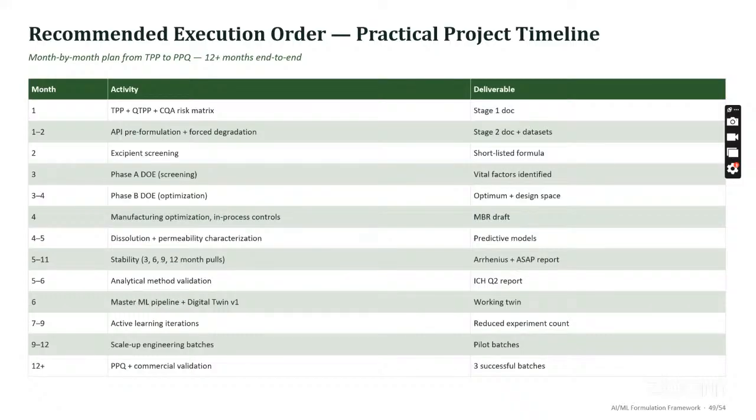Third, fourth is phase B DOE optimization, screening and optimization, and manufacturing optimization in process controls, dissolution permeability characterization, and 5 to 11 stability, 3 months, 6 months, 9 months, 12 months. 5 to 6 will be analytical method validation, 6 will be master ML pipeline, 7 to 9 active learning iterations. 9 to 12 is scale up engineering, and 12 plus PPQs.